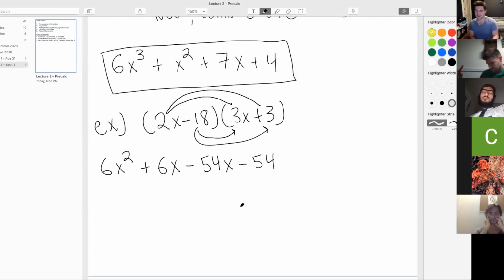Okay. Now combine like terms. So 6x squared stays. We just have like terms in the middle here. So we just need to do 6x minus 54x, and that's just negative 48x minus 54. Okay? So that's that.